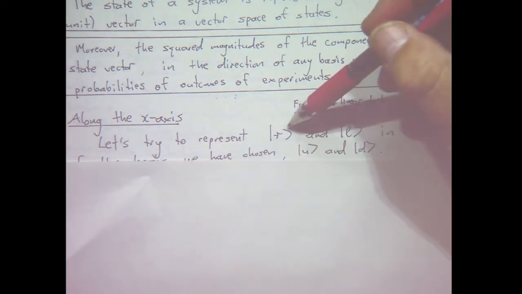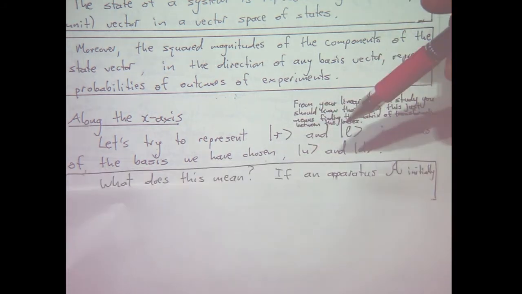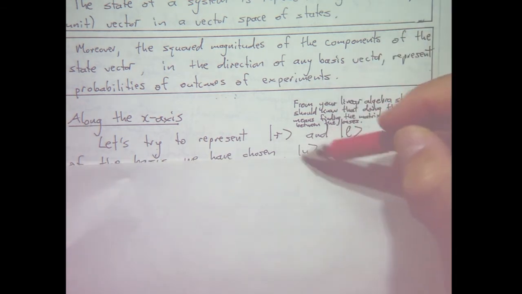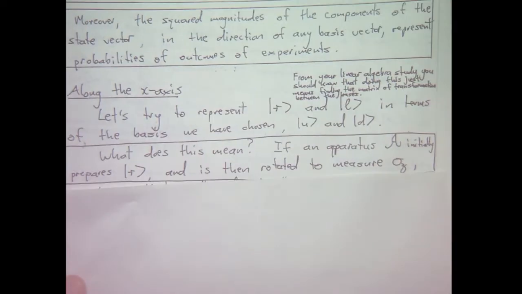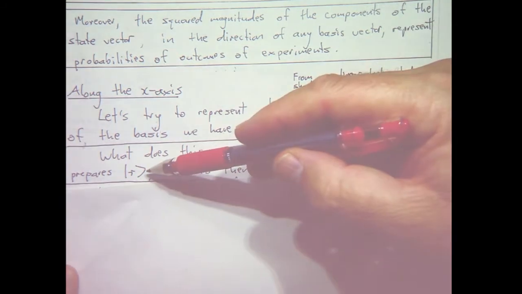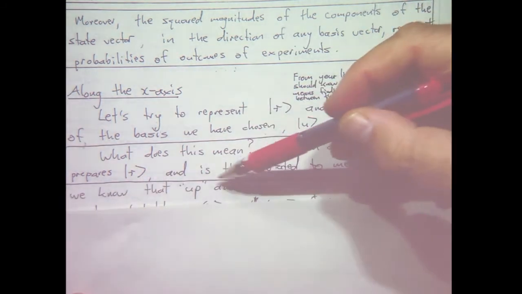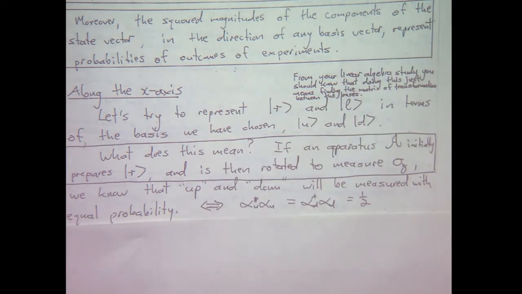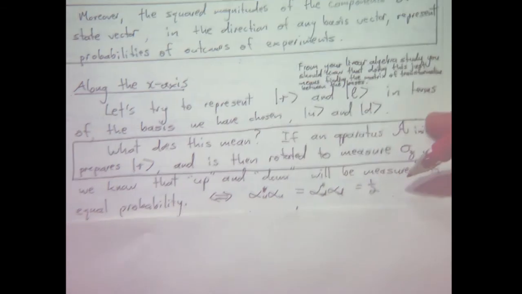And what if you want to see what happens if you change the basis to up and down? Then you want to write R and L in terms of up and down, because ultimately you want to measure along the plus z direction. What does it mean? If an apparatus A is initially prepared in R, and is then rotated to measure sigma z, we know that up and down will be measured with equal probability: alpha up star alpha up equals alpha down star alpha down equals a half.